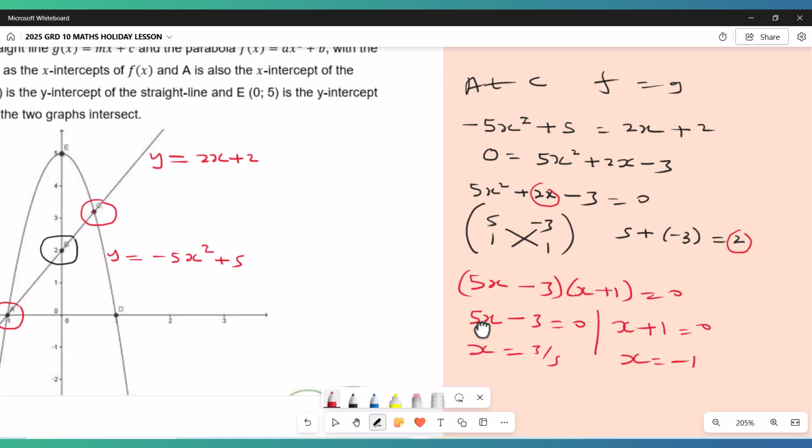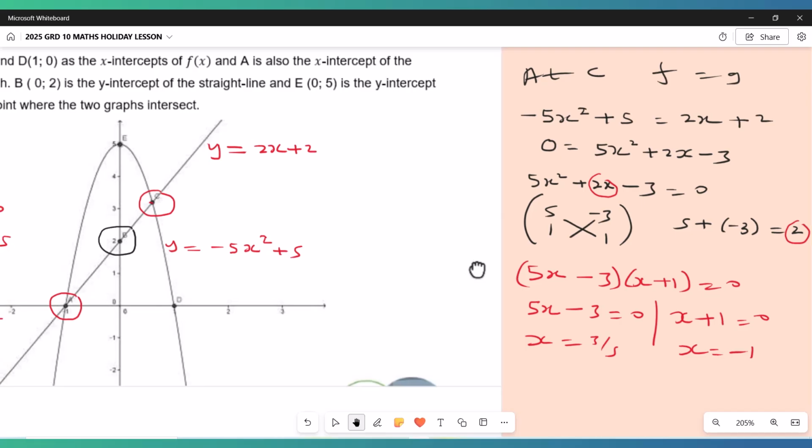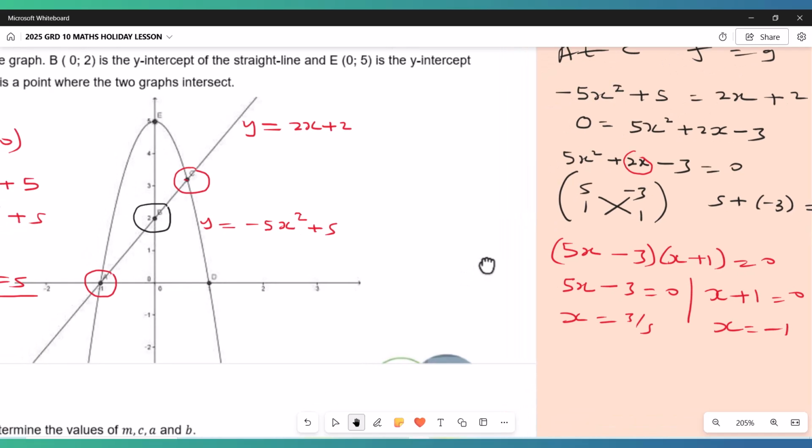If you check the two functions, the negative 1 we see here is where they meet. So this must be done with the positive 3 over 5. That's our x for the point C. But because we're looking for the coordinates, we also need to find the y. To find the y at C, I use this straight line. y at C equals 2 times 3 over 5, plus 2.